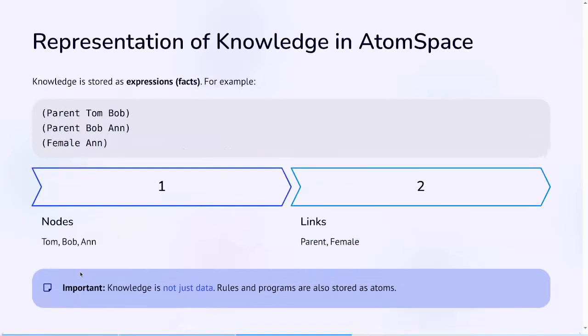As we saw earlier in the previous slide, we have defined two parents of Bob. One we defined is Tom. Tom is the parent of Bob. We have defined it here, and we have also added other knowledge or other facts.